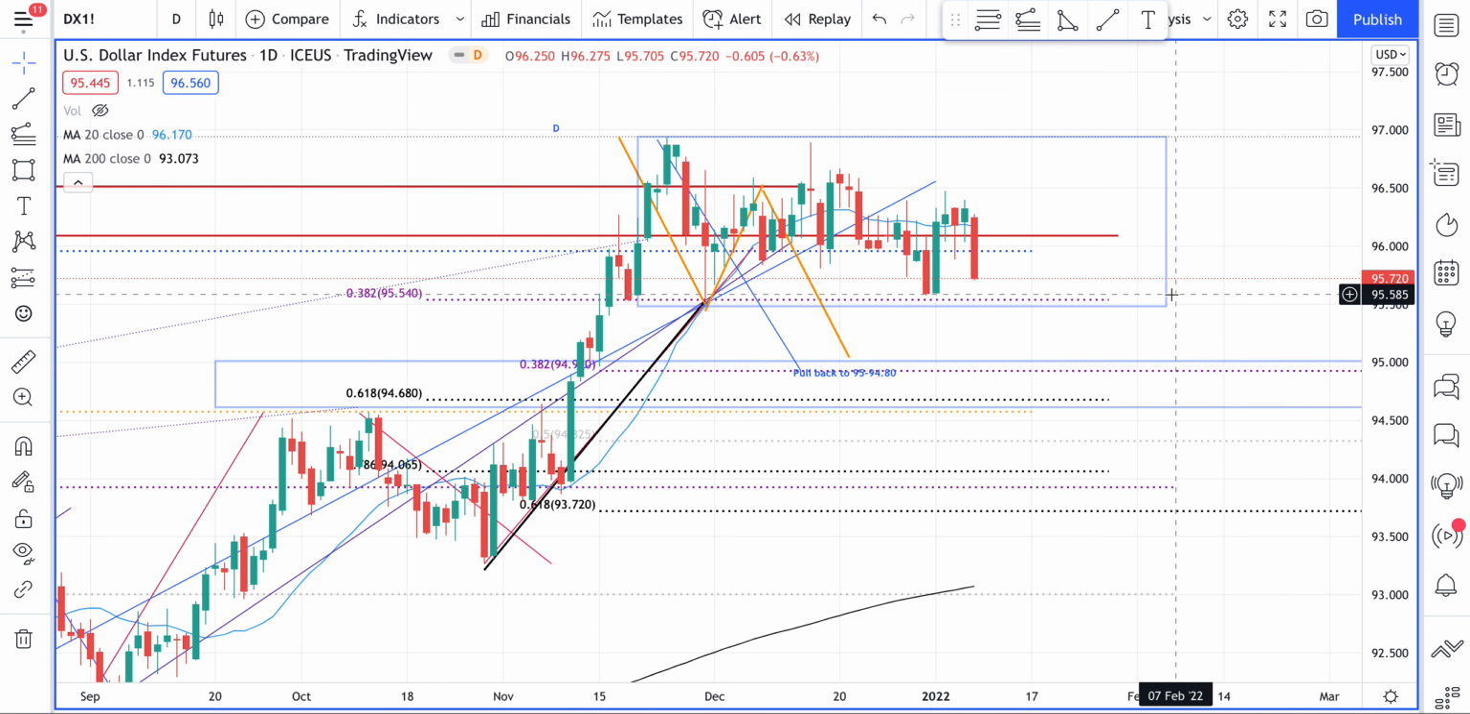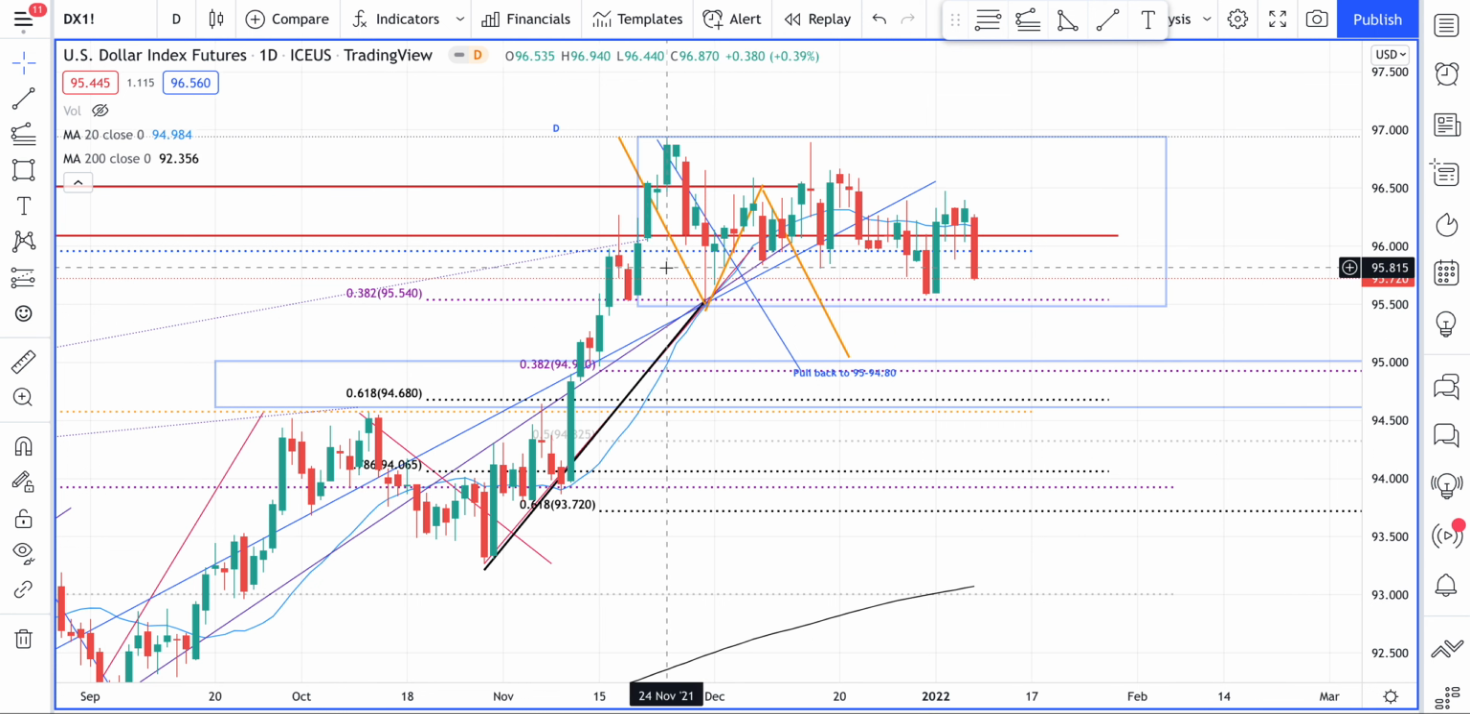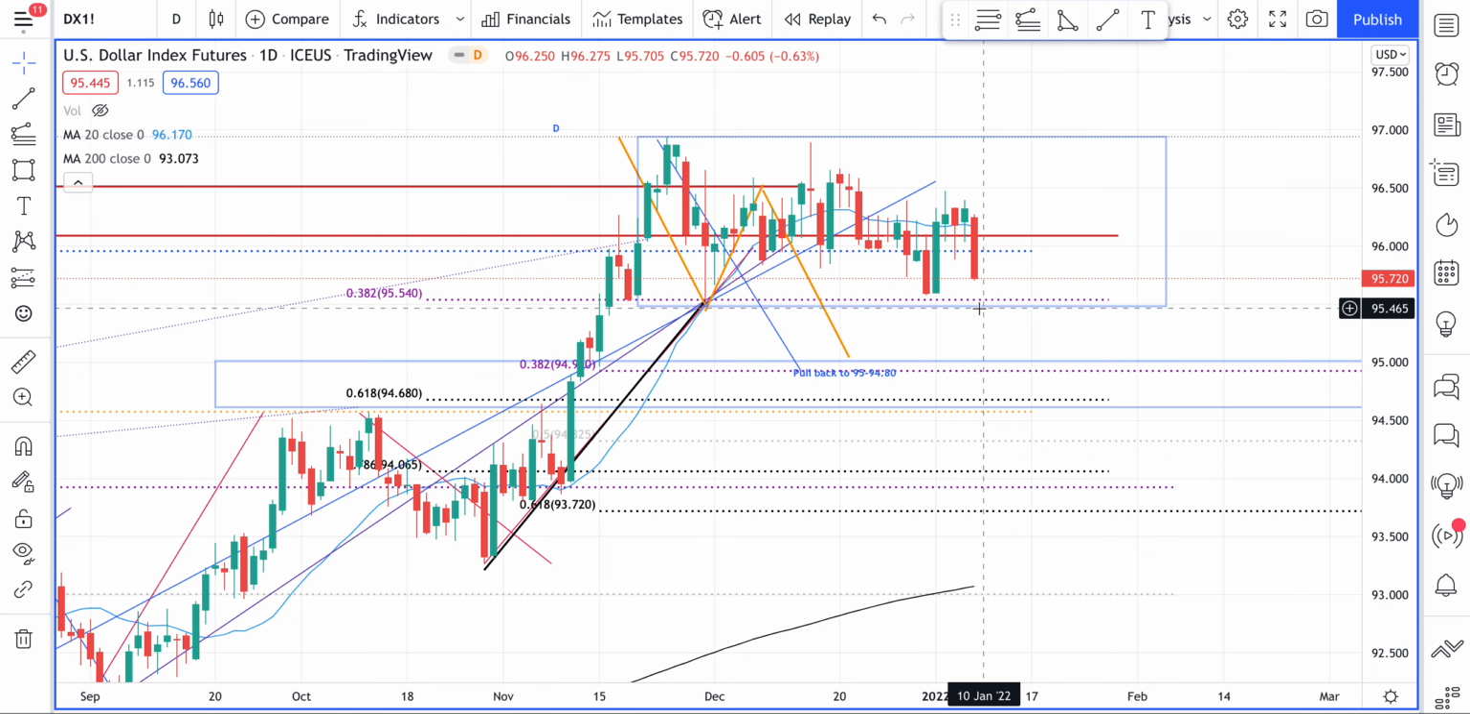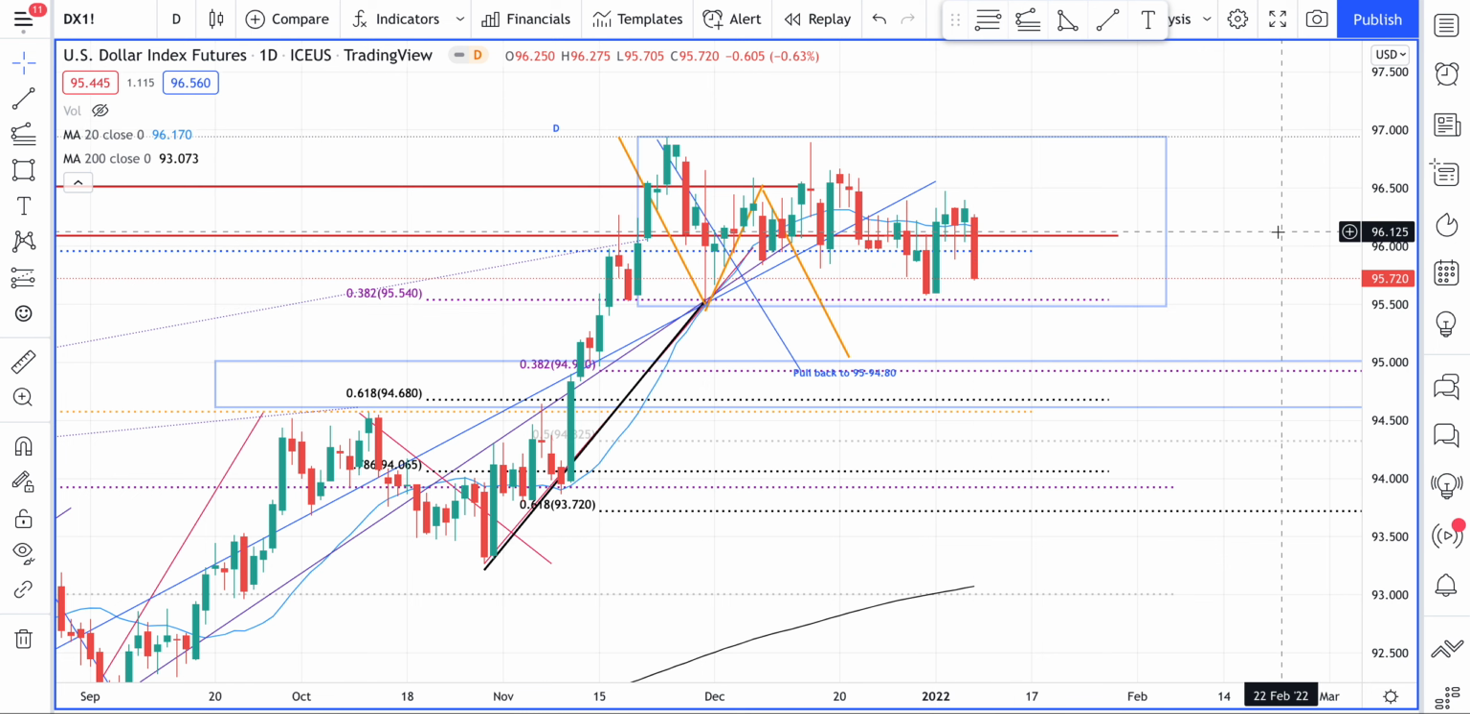So it's in a trading range. And look at the time period; it's been there since November 24th. And where are we now? We are in January, so it's been more than a month now, more than 8 weeks.